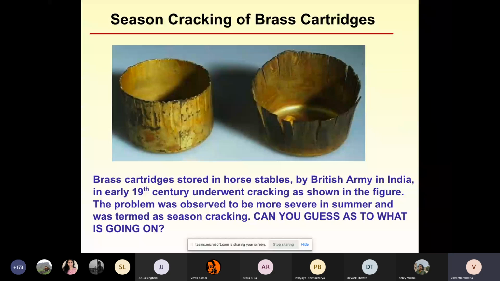Means these liquids have a low boiling point, and in summer the amount of ammonia which is released is much higher than it is in winter. And what this ammonia is doing is it is going into the metal. It diffuses into the metal and it embrittles it. It basically drops its strength.